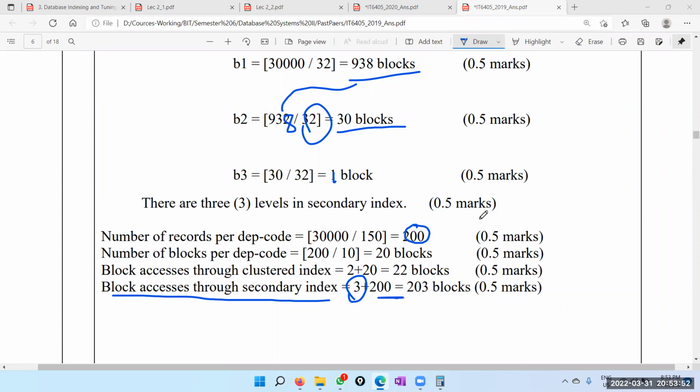Now let's look at the secondary index. Now we know that in the third level, first level, second level, third level, now you know the block pointer, right? Block pointer, but that block pointer is because this is department code. Number of records per department code. Number of records per department code. 30,000 divided by 150, correct? There are 200 records for one department. Then why do we have to add 3 plus 200?